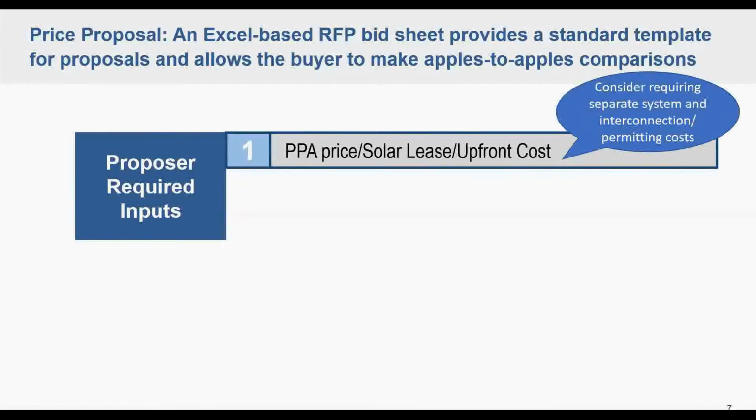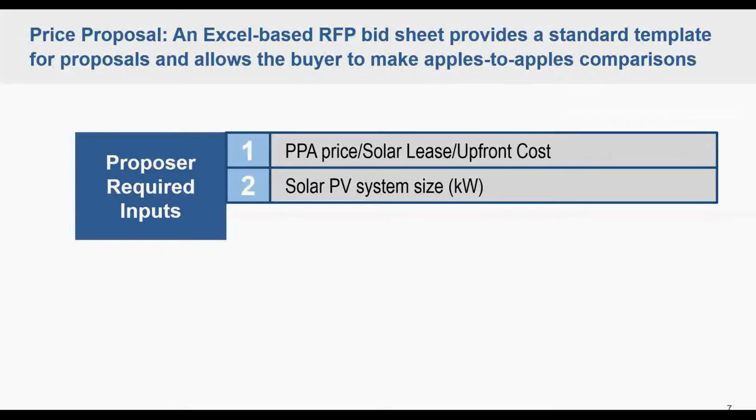You could consider requiring in this section separate pricing around the actual system, as well as the interconnection and permitting costs, just to see if there's a different assumption regarding some of the costs that should be standardized across projects, just to make sure that the developer and proposer here are using an accurate way to estimate that. So that's one potential consideration.